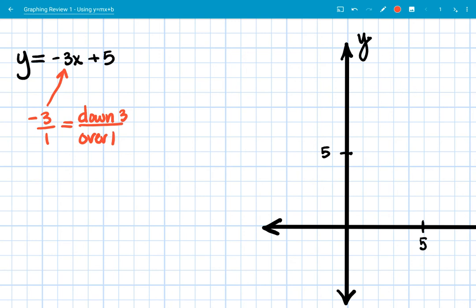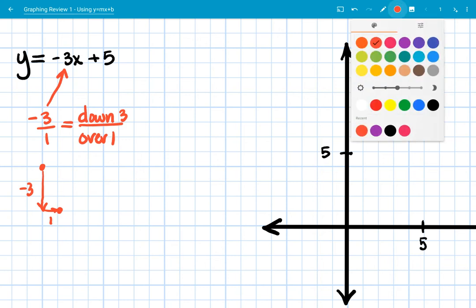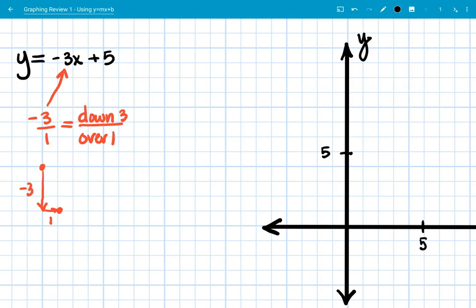In other words, I'm going to see down 3 and then over 1. And that's going to be a pretty steep downhill line. So now I know what that's going to look like. I can go look at the information that the b gives me, and it gives me a starting point. It tells me that the y-intercept is at 0, 5.